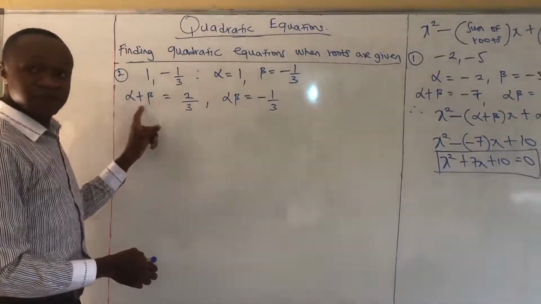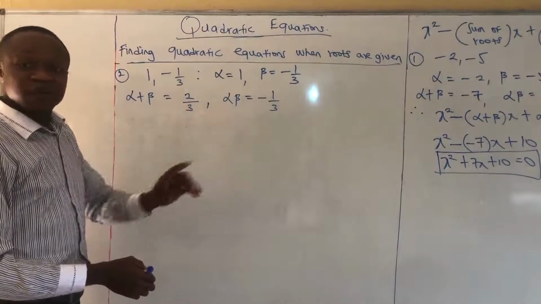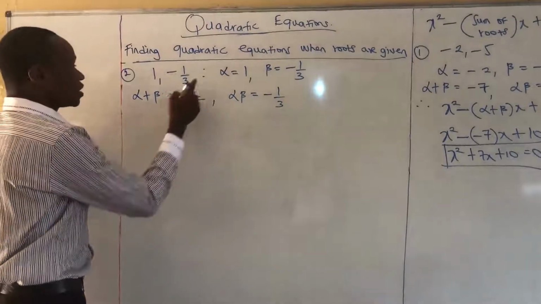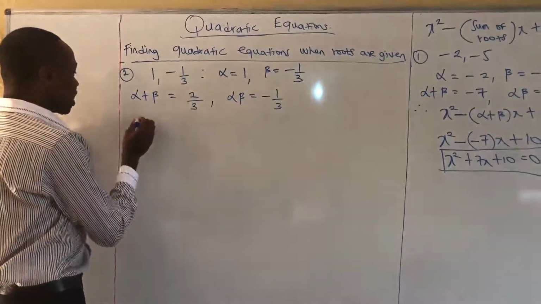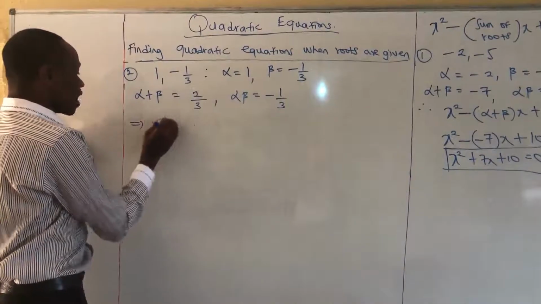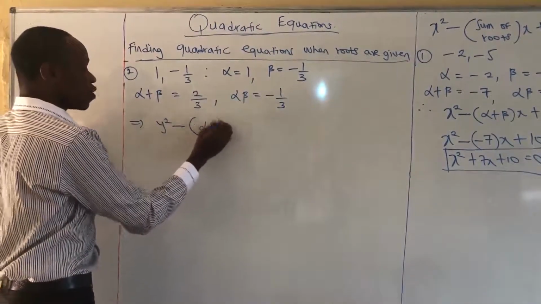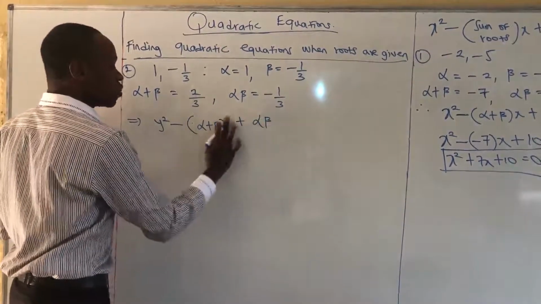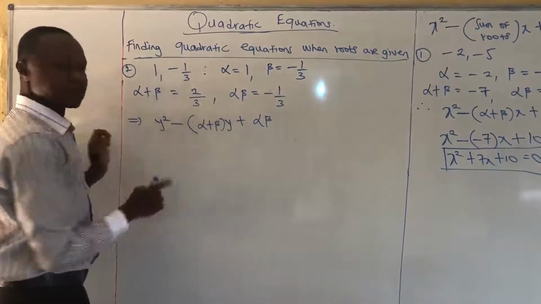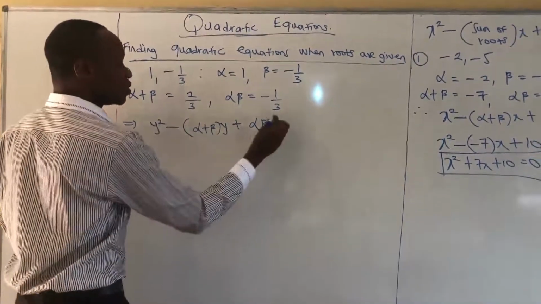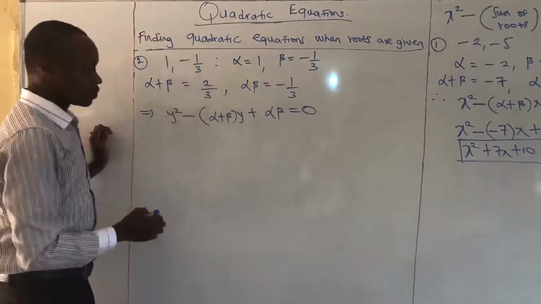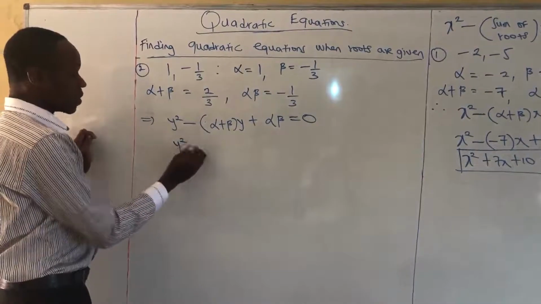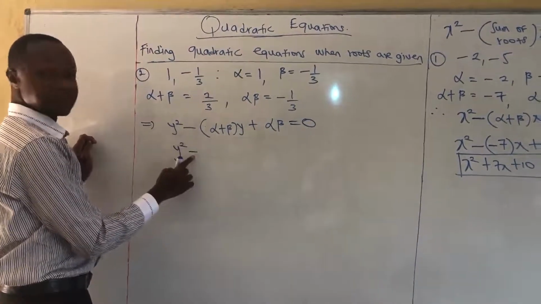Once I know the sum of the roots and I know the product of the roots, then I can obtain the quadratic equation. The quadratic equation should be in y, and that means I'll be having y squared minus sum of the roots in y plus product of the roots equal to 0. Let's proceed. Here we'll be having y squared minus, that is this minus sign, is this minus sign.